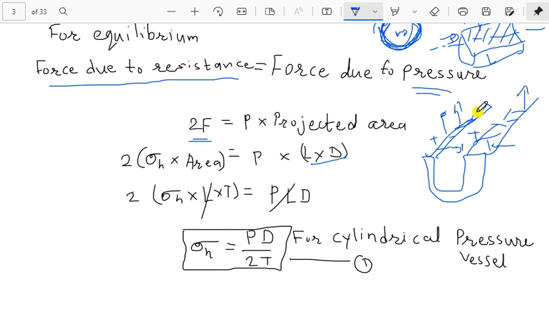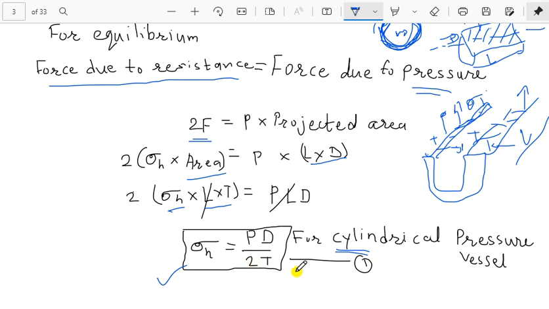Okay, so I have to find out this area. This will be thickness T into L, isn't it? This length is L from here to here, and you know that thickness is T. Therefore T into L is the area, and the stress is hoop stress sigma h. Now equating these on both sides, L will cancel and you will get this equation for the hoop stress in a cylindrical pressure vessel. We will also find it for a spherical pressure vessel.